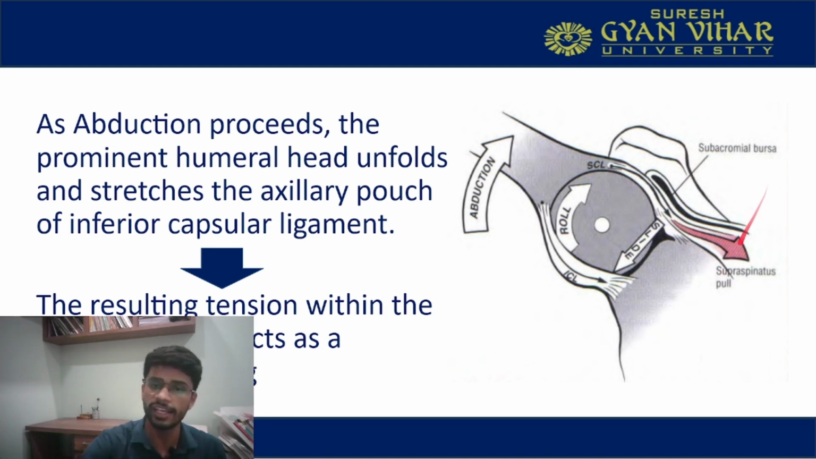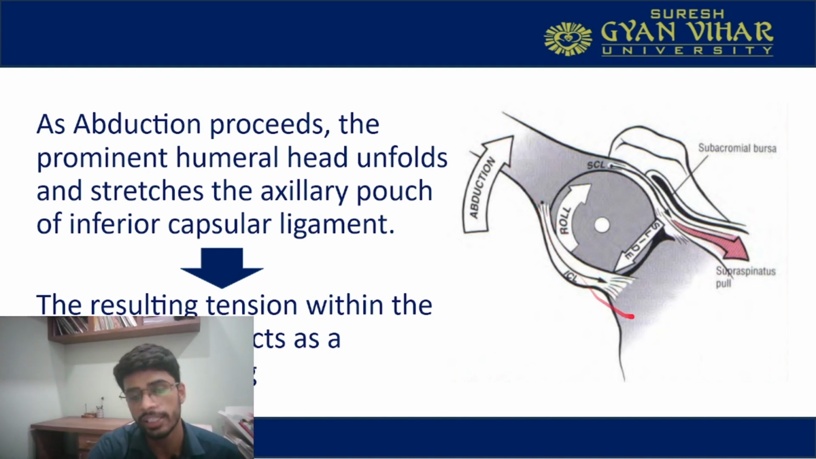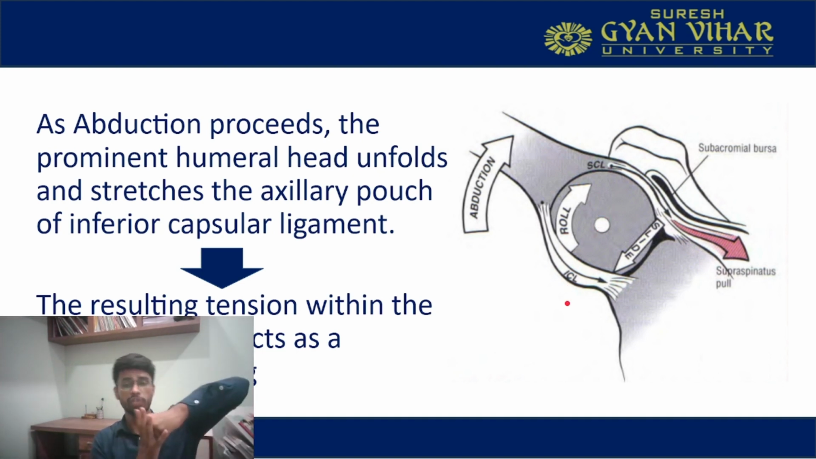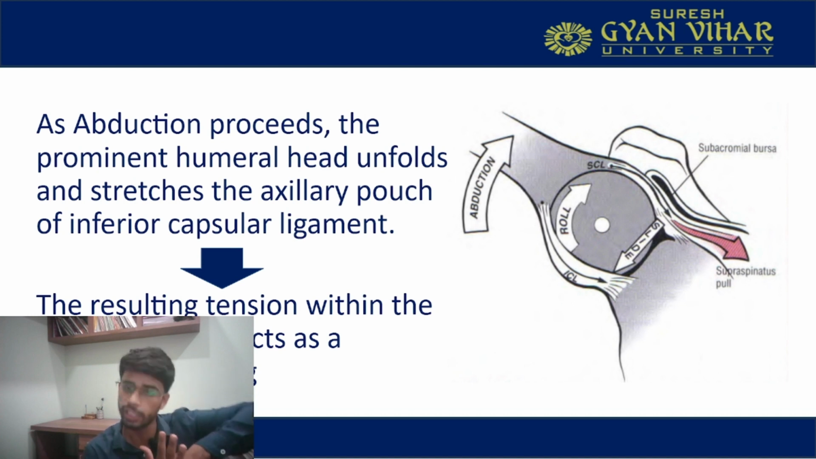Now let's see in this diagram how it is giving this inferior stability. Whenever you are doing abduction, there is a stretch in this inferior capsular ligament. A stretch in this inferior capsular ligament means that there is a tension in this ligament. This ligament is getting taut. Whenever this ligament is getting taut, it is preventing this head of humerus from coming downward. The head of humerus might slide in the downward direction, and it can get dislocated. But this is prevented because of this inferior capsular ligament.